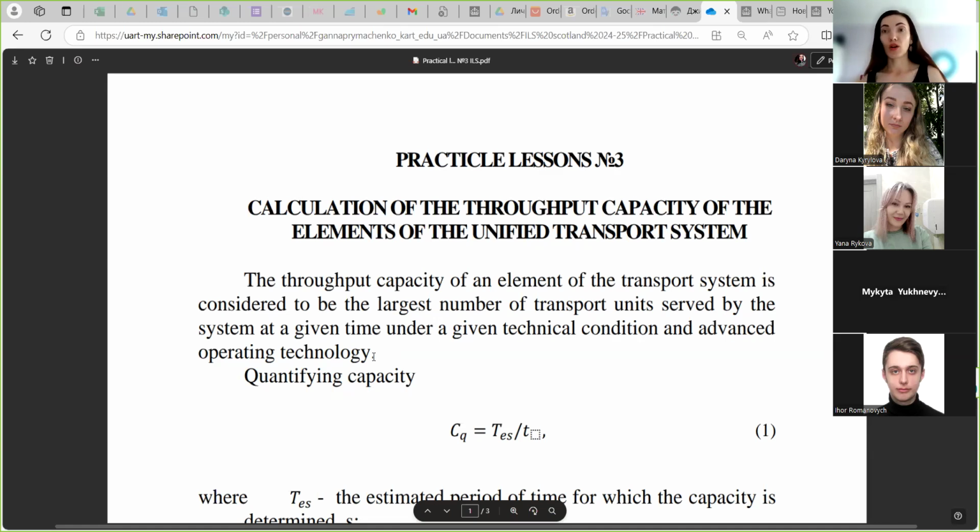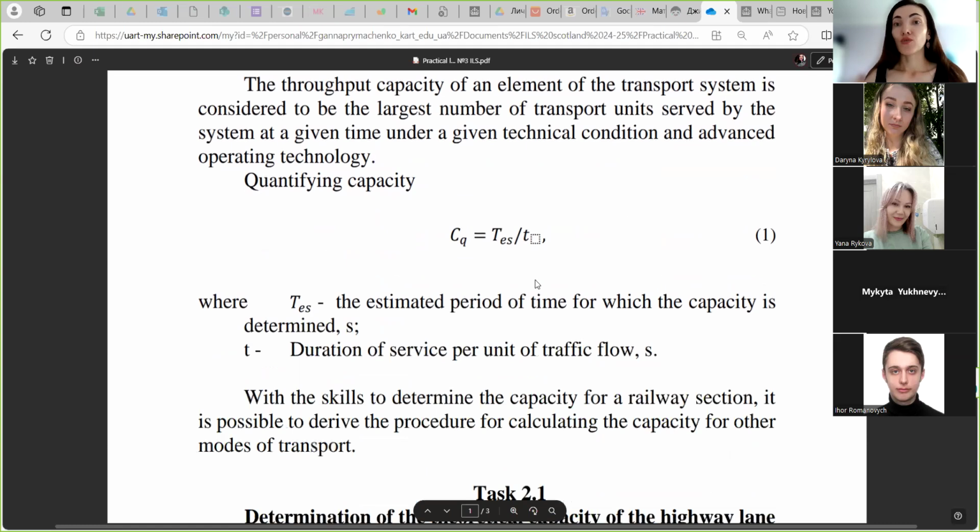So it is very important for our everyday work, and we need to know the largest number of transport units that can be served on the part of this road, for example, on the part of this railroad and other transport system elements. Because if we use very big capacity or very low capacity, we need to decide it and show what it means in different situations. So, quantifying capacity, we can use such formulas.